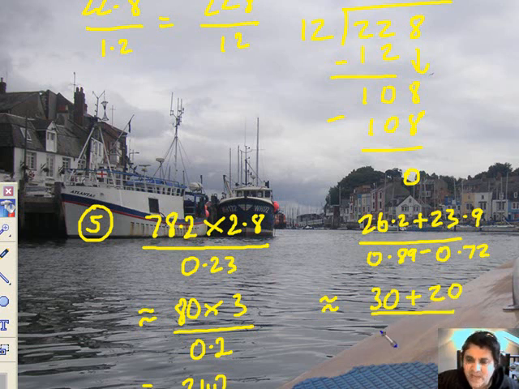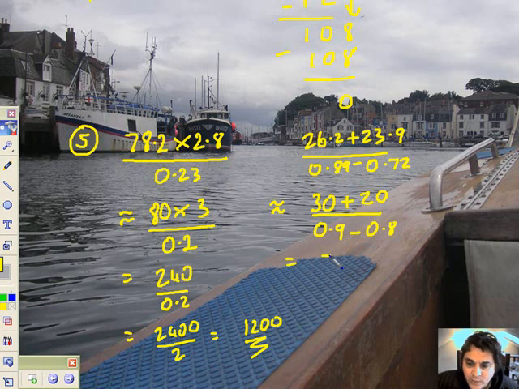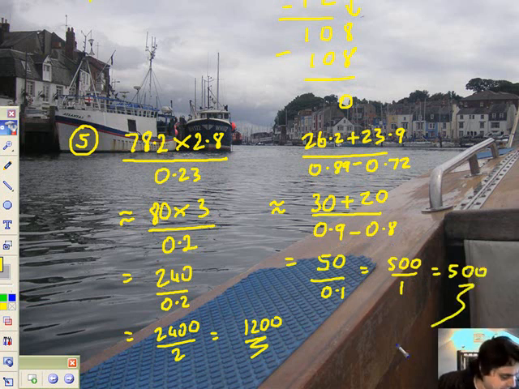Right, 0.89, one figure, is 0.9. 0.72, the 0.7. You won't call it 0.8, the 2 won't push it up. That's 0.8. What have we got? We have got 50 divided by 0.1. Multiply both by 10 on top. I've got 500 divided by, well, 0.1 times 10. It's going to be 1. Answer 500. And that's enough estimating for now.